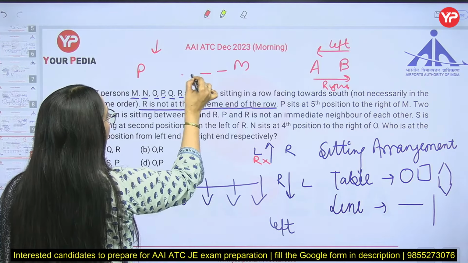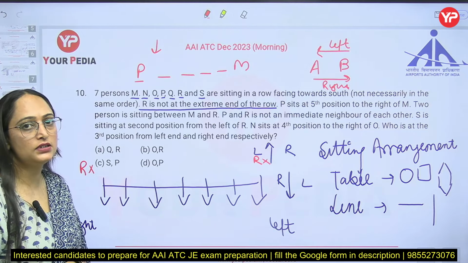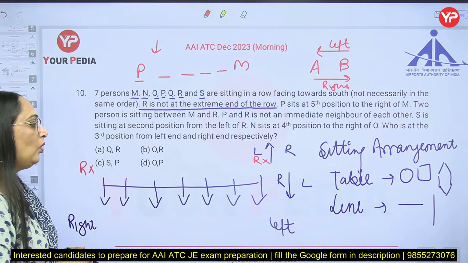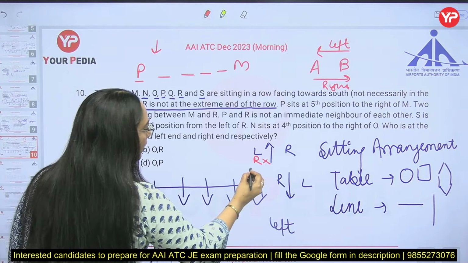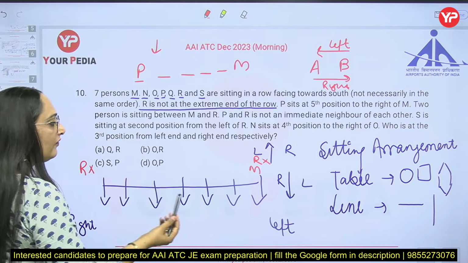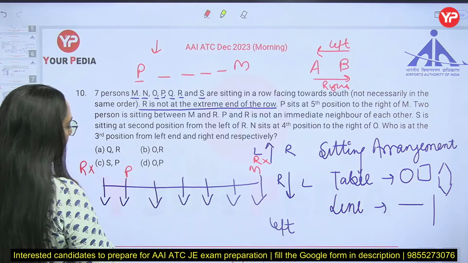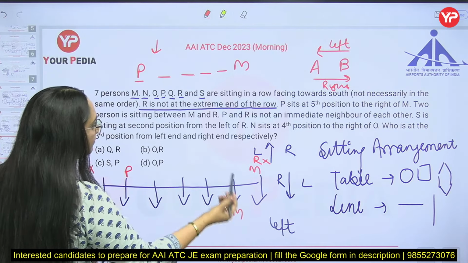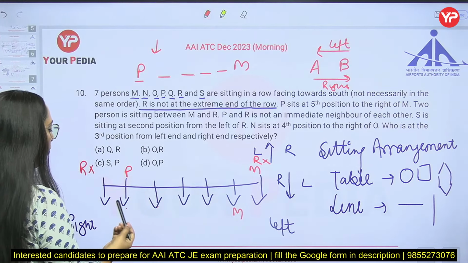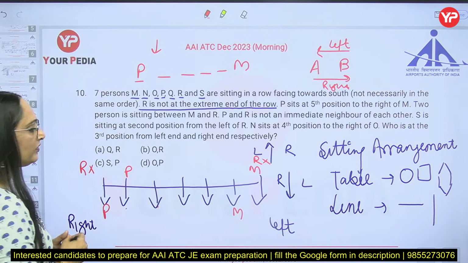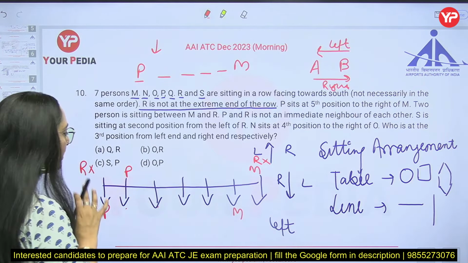1, 2, 3, 4 and 5. That means there are 4 persons between P and M. Okay, so let's draw the possibilities here. If M is there, 1, 2, 3, 4, then P is there. If M is there, 4 persons are there between them, 1, 2, 3, 4, and at the 5th to the right is P. So there are 2 possibilities.